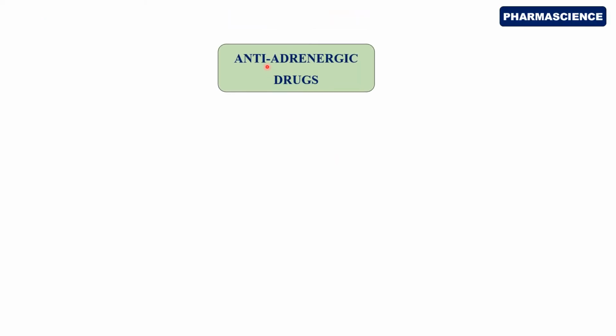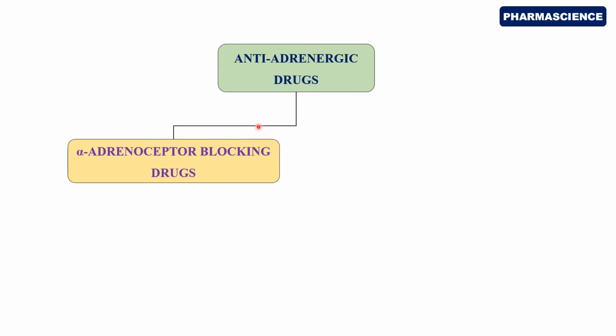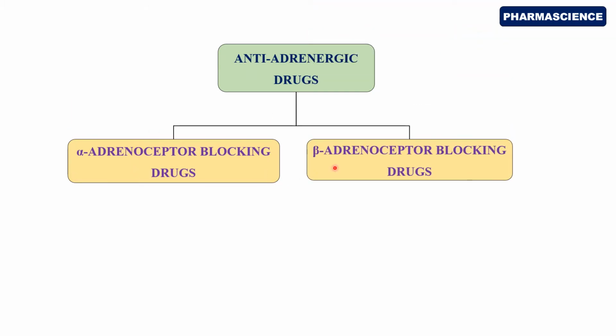Anti-adrenergic drugs are classified into two major classes. First class is alpha adrenoreceptor blocking drugs and second one is beta adrenoreceptor blocking drugs. So these are the two major classes of anti-adrenergic drugs. So let's start with each and every class.